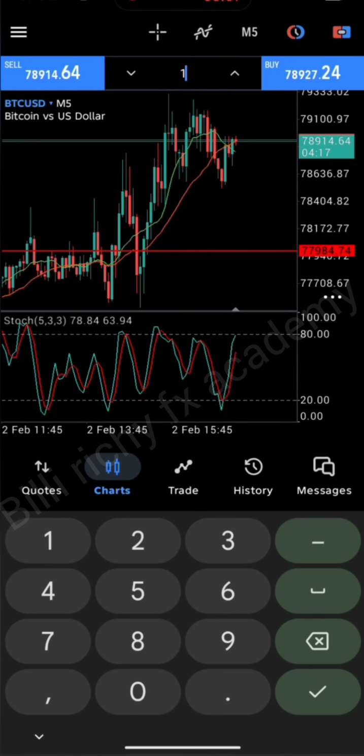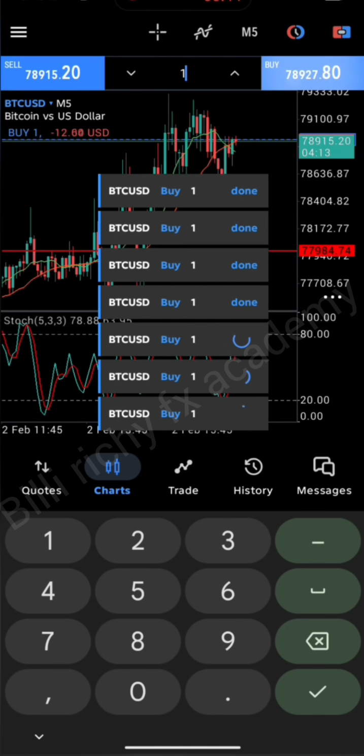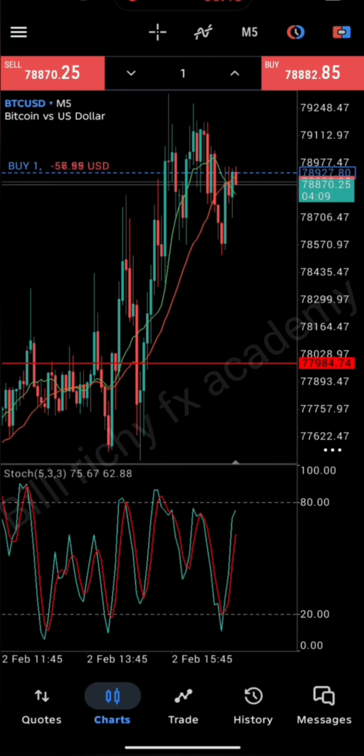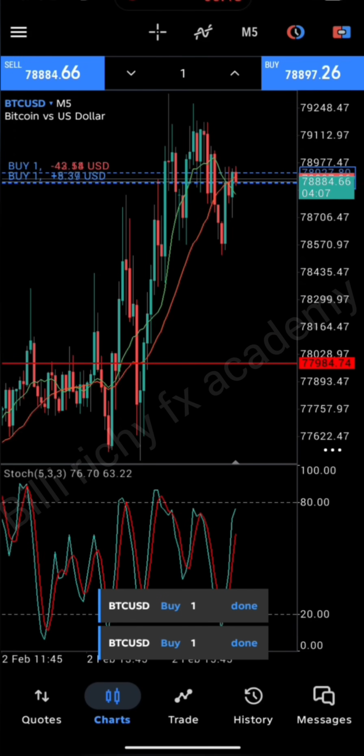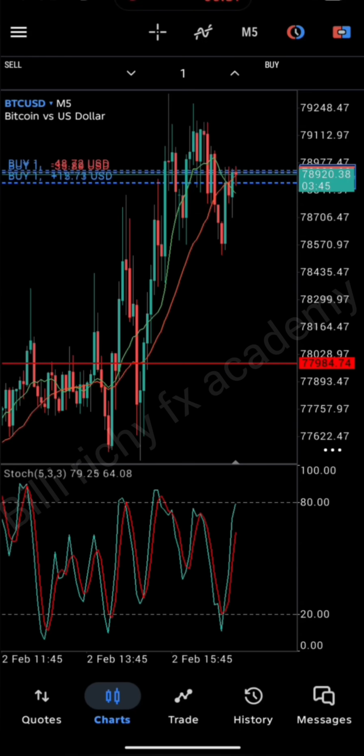So we have a new setup, a new buy setup. Let's stack in the buys, and then I will take you guys to my TradingView and explain the setup for you. But for now, let's lock in with buys.